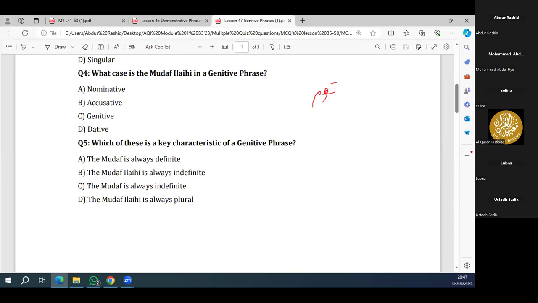Question 4. What case is the mudaf ilayhi in a genitive phrase? Is it A, nominative, B, accusative, C, genitive, or D, dative? I want someone to tell me what does genitive mean? You can type it or you're welcome to unmute as well. Mashallah, Sister Nurjan, you said in the state of jar, which is often represented by kasra. Very good. Majrur is also correct.